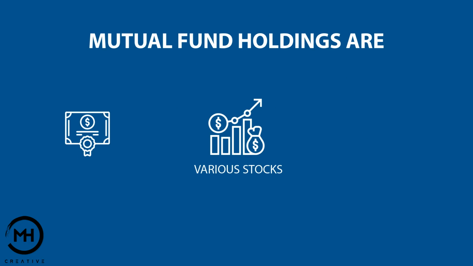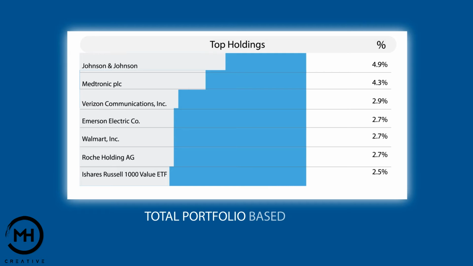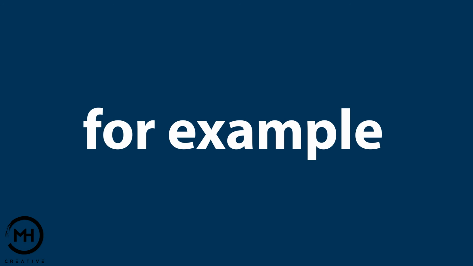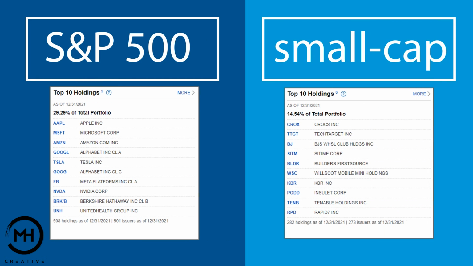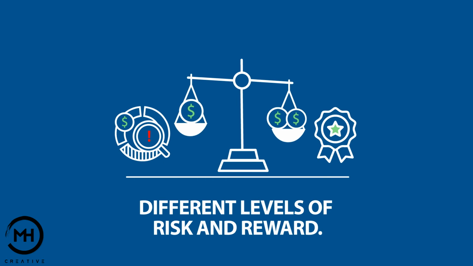Holdings. Mutual fund holdings are the various stocks, bonds, and other securities held within a fund. When you buy shares in a mutual fund, your shares are allocated proportionally to the various securities held by the fund. Mutual fund managers decide what holdings to add to the total portfolio based on the objectives of the fund. The total holdings of two funds can vary significantly, if, for example, one is an S&P 500 index and the other is a small-cap fund. These are designed for very different levels of risk and reward.